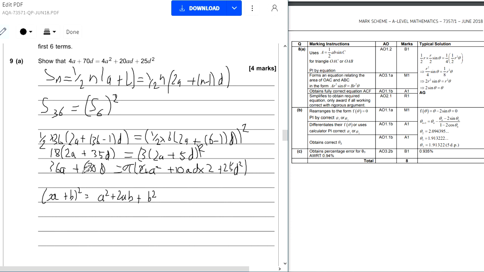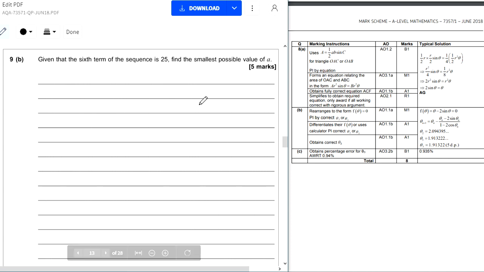And then it's just going to be a matter of expanding. But you can make your life a little bit simpler. If I look at the thing it wants me to put it in, I've already got this term. It's just times by 9. So all I've got to do is divide by 9 on both sides, and I'm actually going to get the same thing. So 4a plus 70d equals 4a squared plus 20ad plus 25d squared. And that's exactly what is up here.